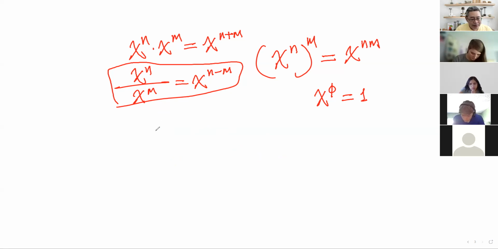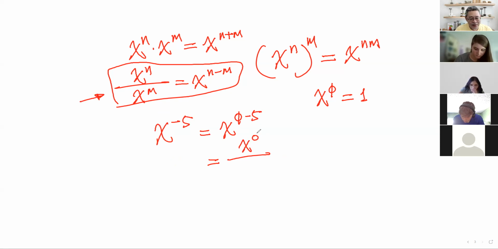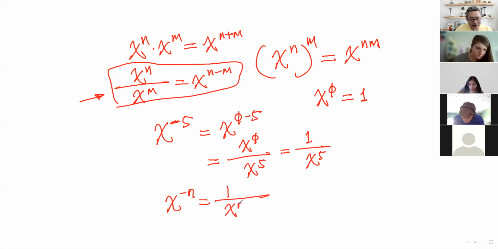Then what does a negative power mean? So x to the -5. Well, we can write this as x to the 0 minus 5, right? That's -5 is 0 minus 5. Then according to this formula, we get x to the 0th power over x to the 5th. But x to the 0th power is 1, and then we get x to the 5th. So now we can see that we can change the negative power to positive, but it's a reciprocal. So we have this formula, x to the -n equals 1 over x to the n. Yeah, good.